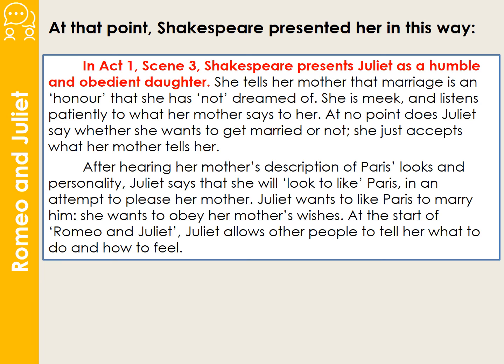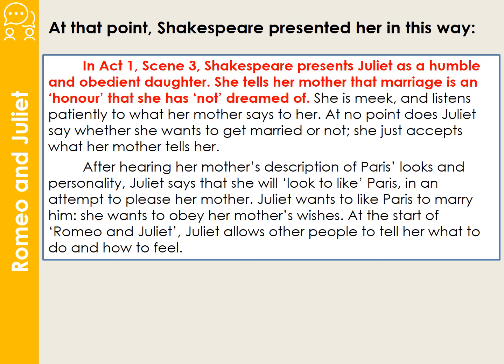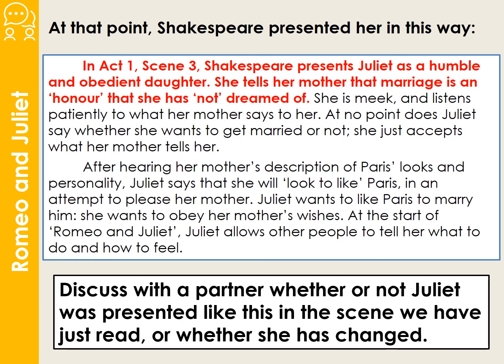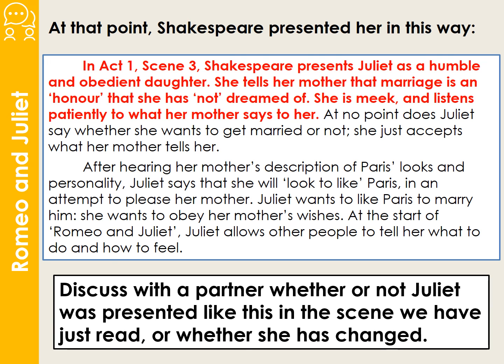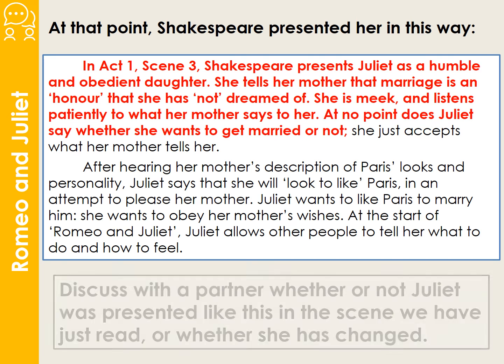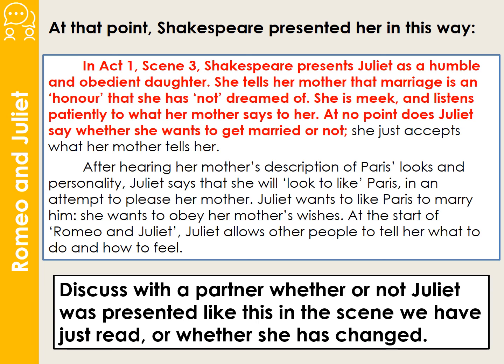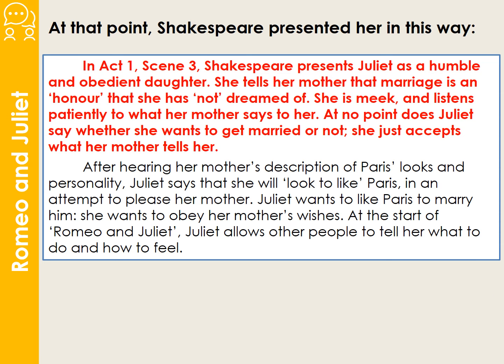Okay, so when we first met Juliet, she was with her mother and her nurse, and at that point Shakespeare presented her in this way. In Act 1, Scene 3, Shakespeare presents Juliet as a humble and obedient daughter. She tells her that a marriage is an honor that she has not dreamed of. She is meek and listens patiently to what her mother says. At no point does Juliet say whether she wants to get married. She just accepts what her mother tells her.